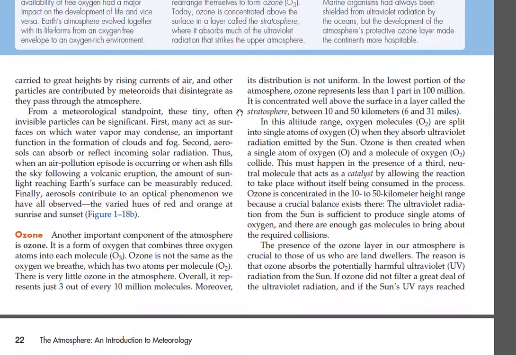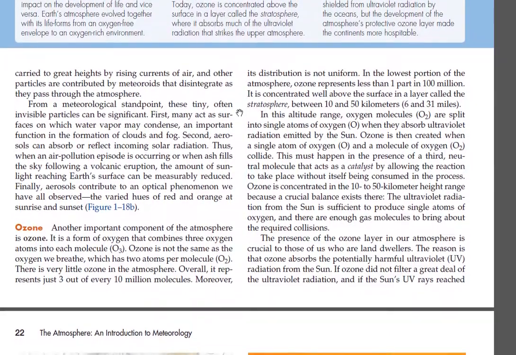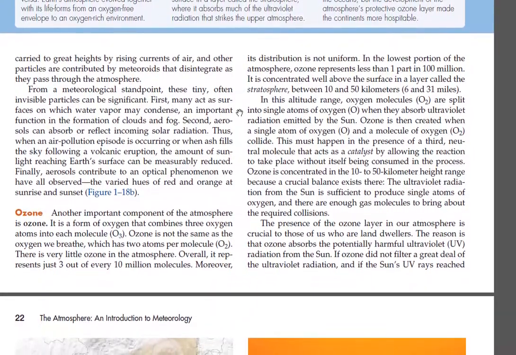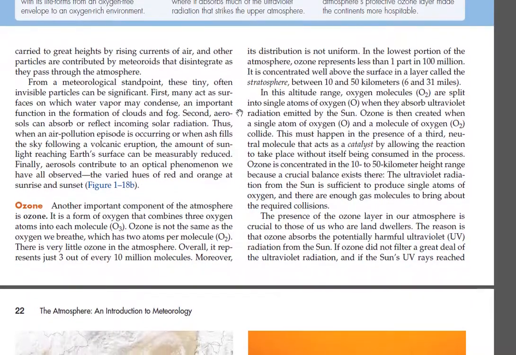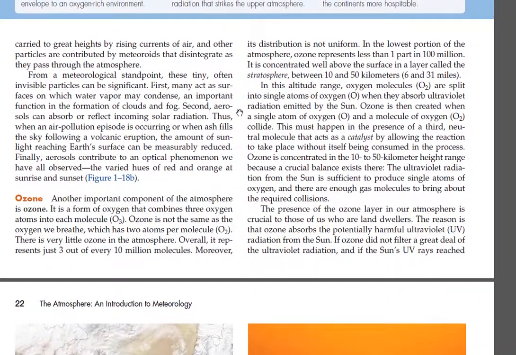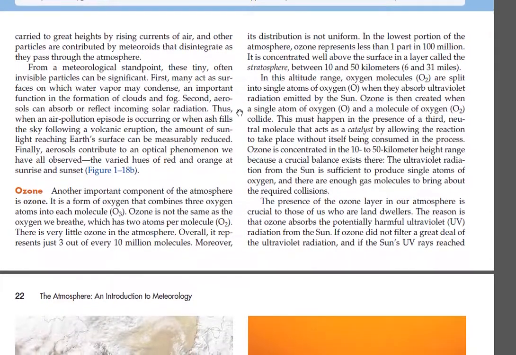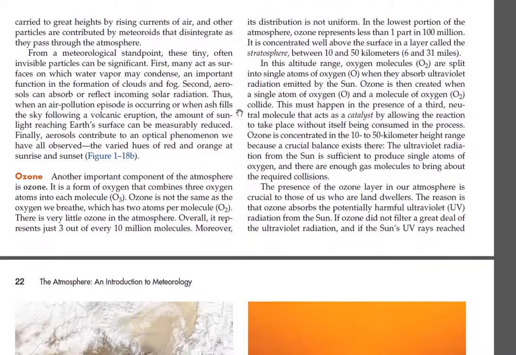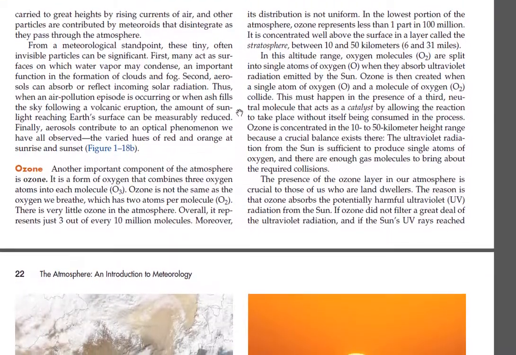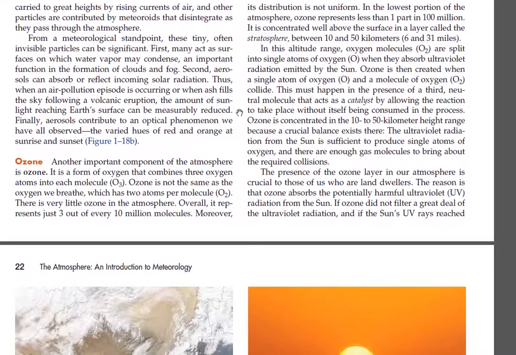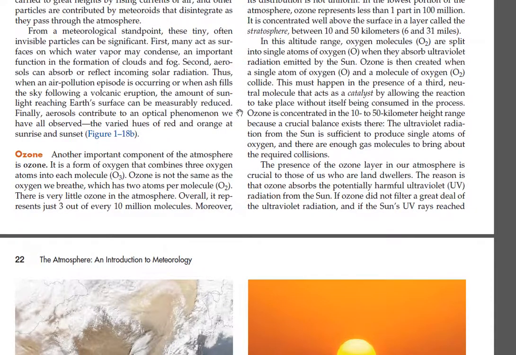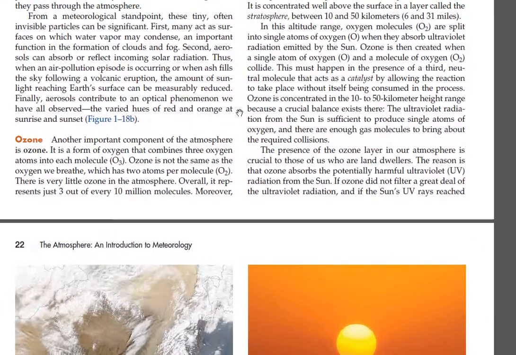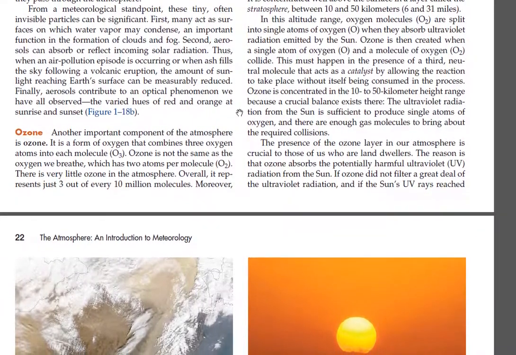It is concentrated well above the surface in a layer called the stratosphere, between 10 and 50 kilometers, 6 and 31 miles. In this altitude range, oxygen molecules, O2, are split into single atoms of oxygen, O, when they absorb ultraviolet radiation emitted by the sun. Ozone is then created when a single atom of oxygen, O, and a molecule of oxygen, O2, collide. This must happen in the presence of a third, neutral molecule that acts as a catalyst by allowing the reaction to take place without itself being consumed in the process.